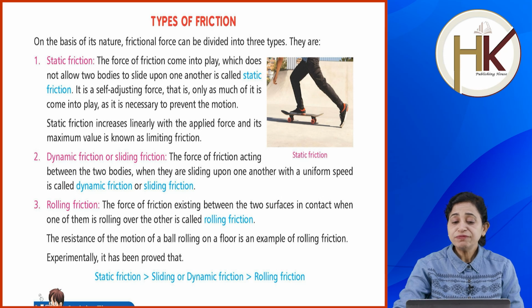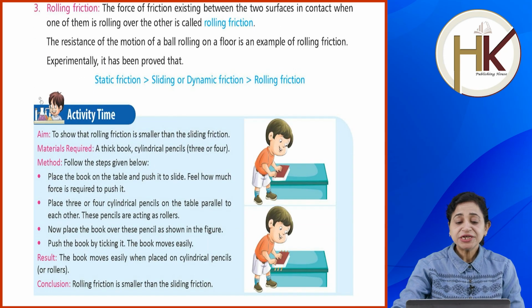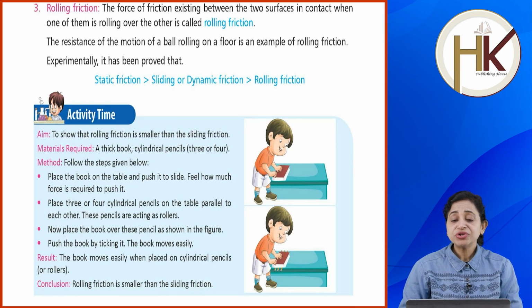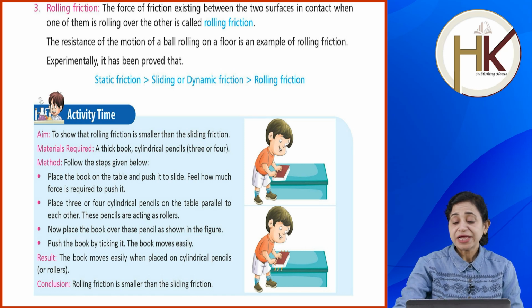Experimentally, it has been proved that static friction is smaller than sliding or dynamic friction, and rolling friction is smaller still. Activity time. Aim: to show that rolling friction is smaller than sliding friction, and as you have seen, static friction is smaller than sliding or dynamic friction. Materials required: a thick book and 3 or 4 cylindrical pencils. Method: follow the steps given below. Place the book on the table and push it to slide, and feel how much force is required to push it.